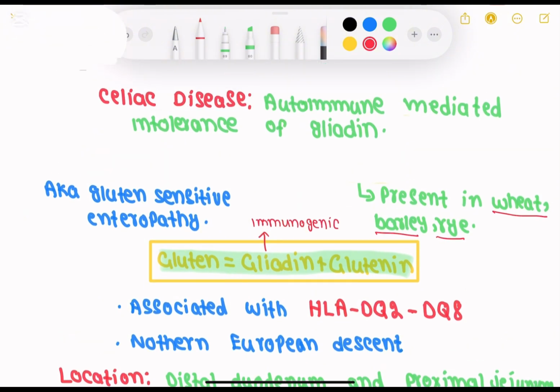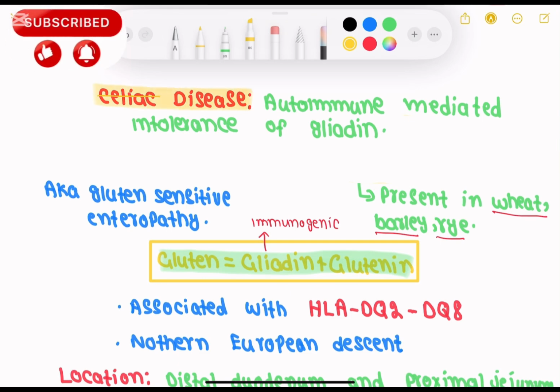So what actually happens in celiac disease is that resistance or intolerance occurs to gluten. The body cannot tolerate gluten, and the signs and symptoms usually occur when a kid starts eating wheat, barley and rye, because we know that gluten is present in wheat, barley and rye.